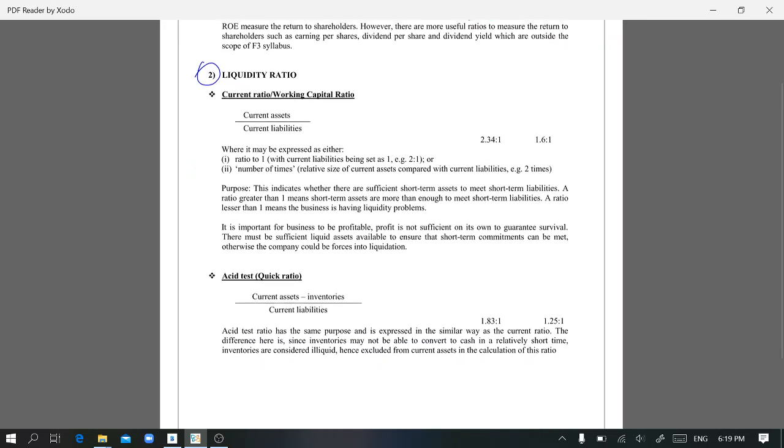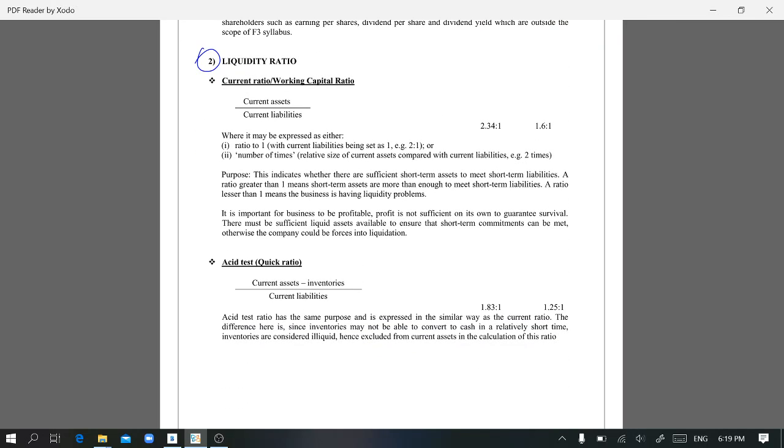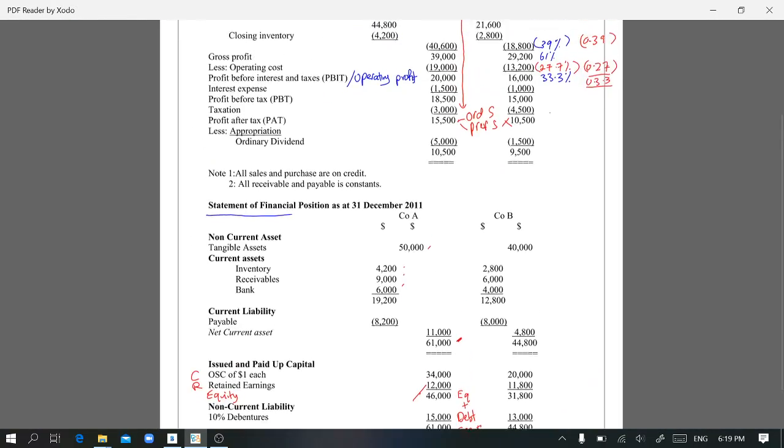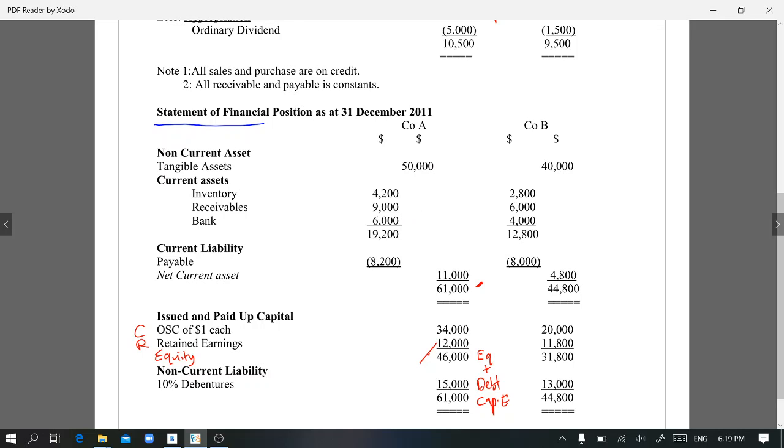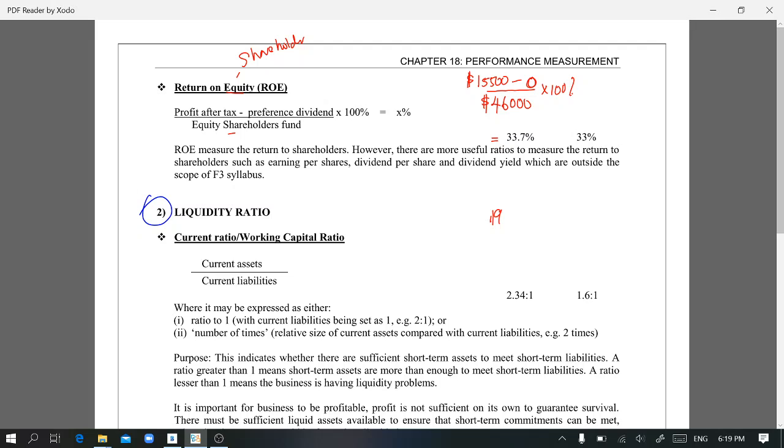Okay, next we have a liquidity ratio. Liquidity will be current asset, current liability, short-term asset, short-term liability. So this is current asset, this is current liability, 19,282. Means $2.34 divided by $1. Means for $1 of short-term liability, I will have $2.34 of current asset to cover. So this is to check on company's liquidity. Do I have enough cash to pay the $1 liability? Yes, I got $2.34 short-term asset.